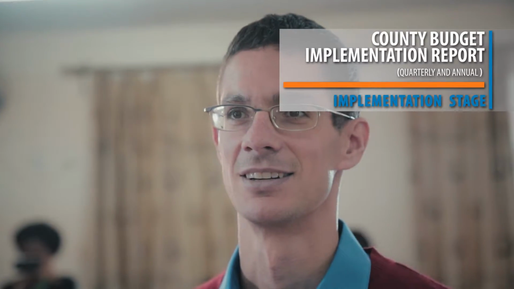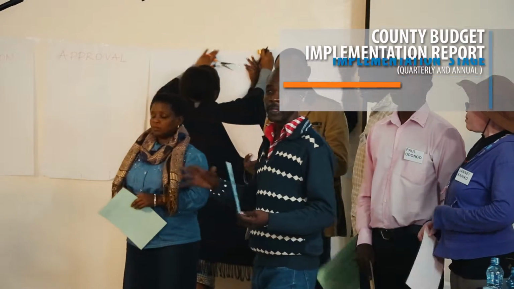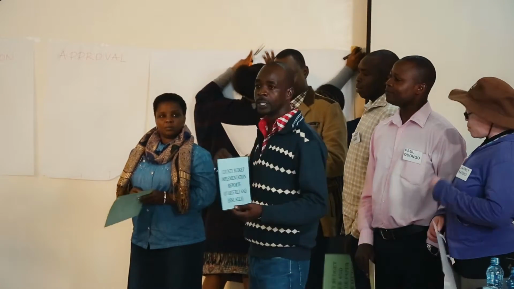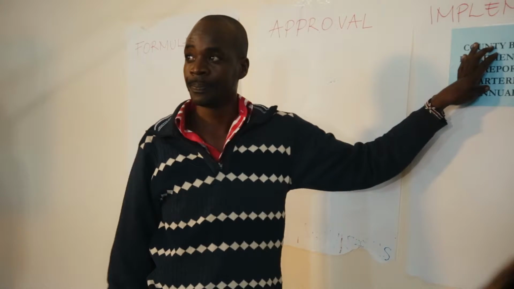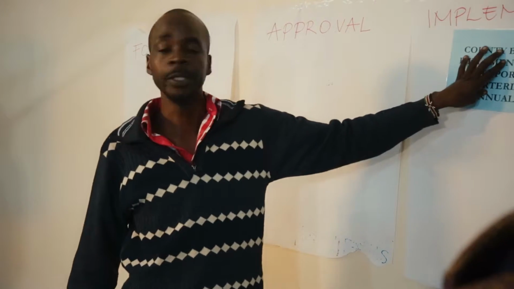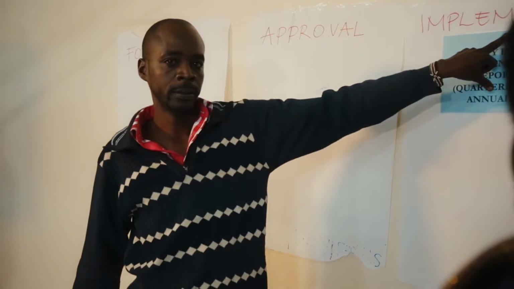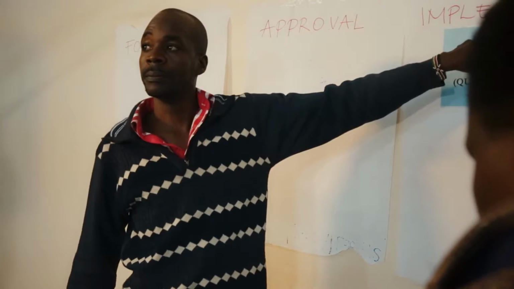My card reads County Budget Implementation Report. This one will fall under implementation. The budgets have been approved. Now the implementation is ongoing. And as we are all aware, these reports are supposed to be produced quarterly. Okay, so these are county executive reports on county budget implementation produced on a quarterly basis. Implementation stage. Yes. Thank you.